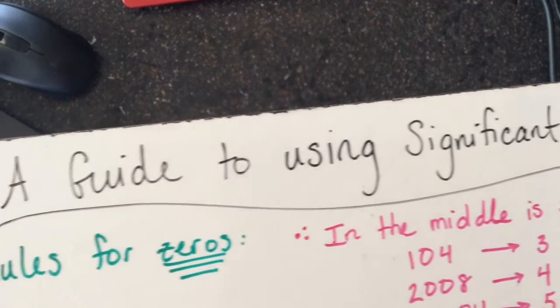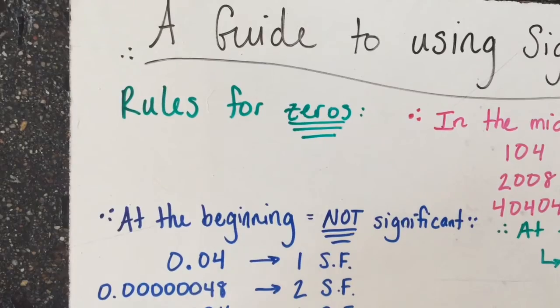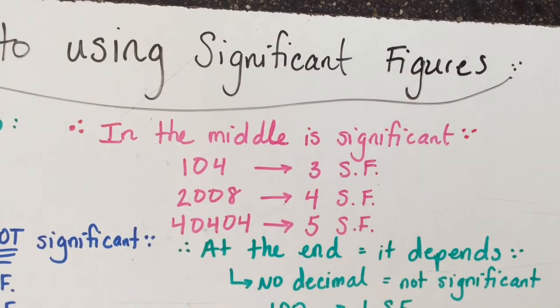A guide to using significant figures. Rules for zeros. If the zero is in the middle of a number, it will be significant. For example, 104 has 3 significant figures. 2008 has 4 significant figures, and 40,404 has 5 significant figures.